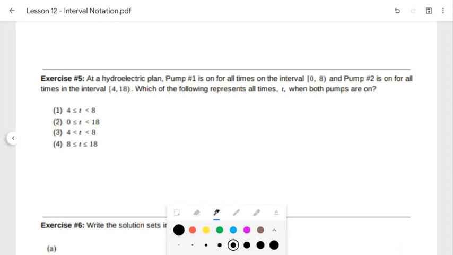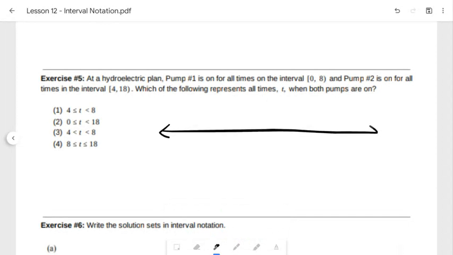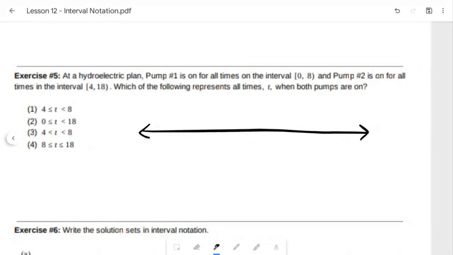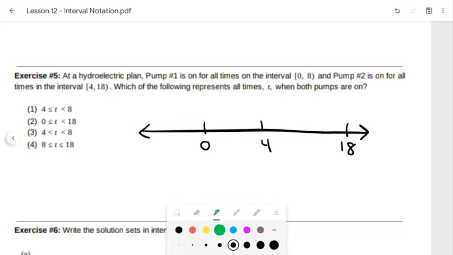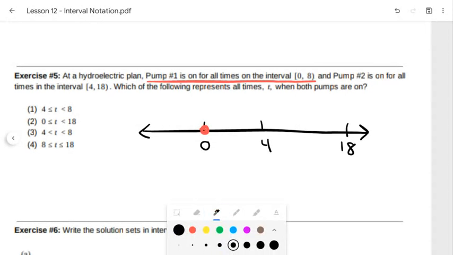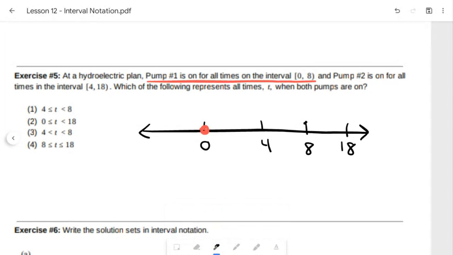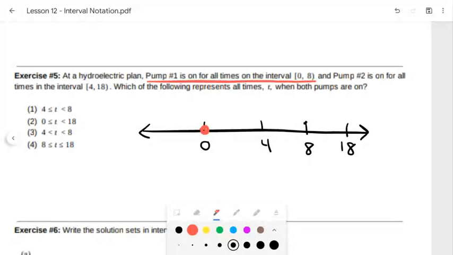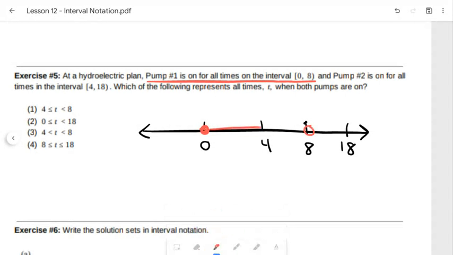So again, kind of sketch. I'm going to make my sketch a little rougher here. So I have 0. I'm just going to hit the big ones here, 4 and 18 for now. You could make this all pretty and have it all in there. Pump 1: I'm going to close circle at 0. Oh, and I needed an 8 in there. Open circle at 8. So that's pump 1.